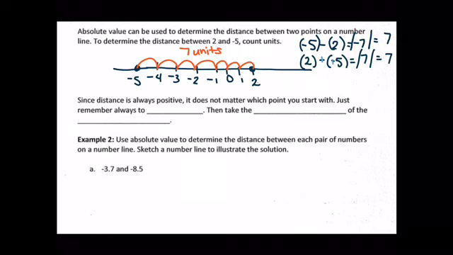So since distance is always positive, it does not matter which point you start with. Just remember to always subtract. And then after you subtract them, take the absolute value.